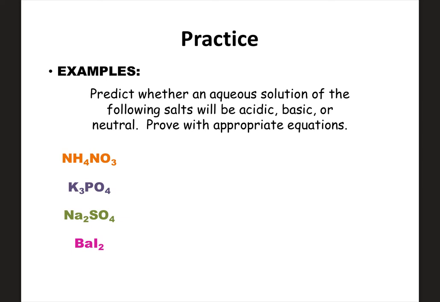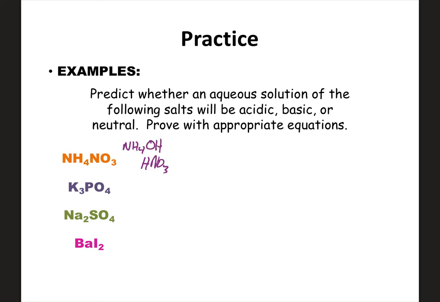So the first thing I need to do is figure out where this came from. I know I'm going to split it apart into its ions. I'll have NH4+ and NO3- here. The minus is always going to join up with the H+. The plus is always going to join up with the OH-.